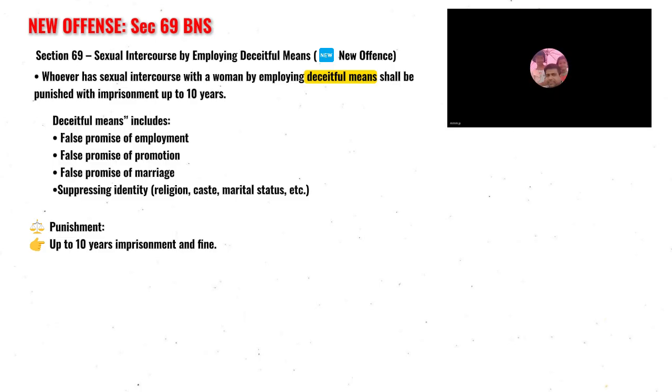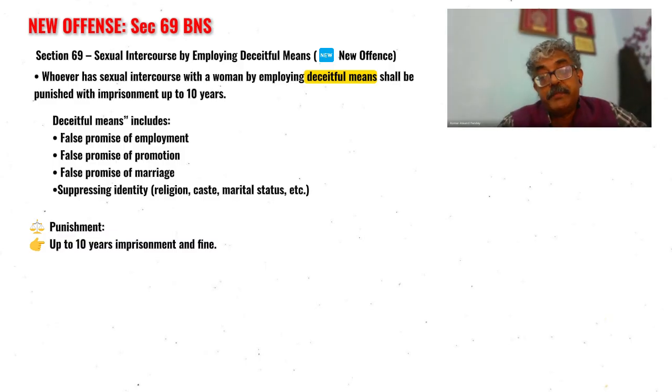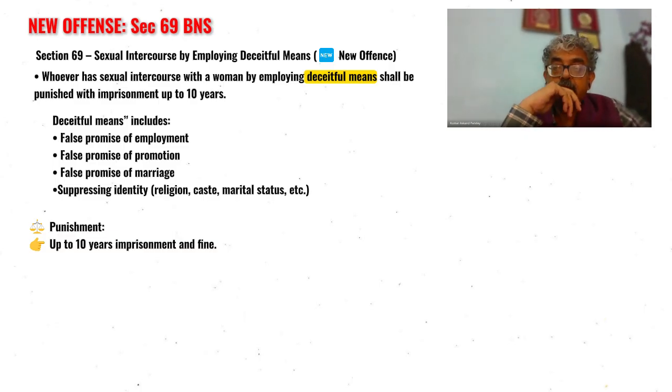And the deceitful means include inducement for or false promise of employment, promotion, or marrying by suppressing identity. The language in which section 69 is couched may raise many issues whenever cases are before the constitutional courts, the high courts, and the Supreme Court.